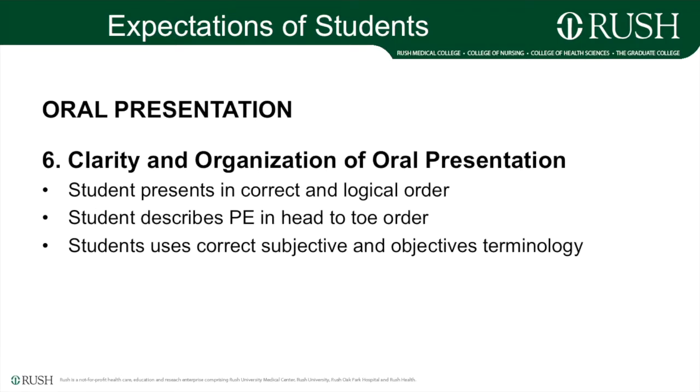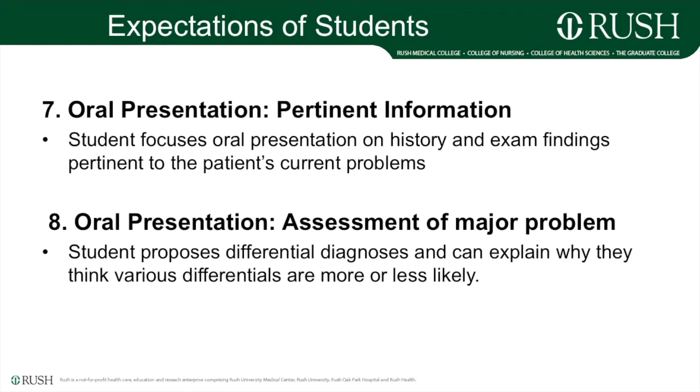Items 6 through 9 grade the oral presentation. Number 6 assesses the clarity and organization of the oral presentation. Students should present in a correct and logical order. The physical exam should be described in head-to-toe order. They should be using the correct subjective and objective terminology. Number 7, the oral presentation should focus on pertinent information found in the history and physical exam that pertains to the patient's current chief complaint.